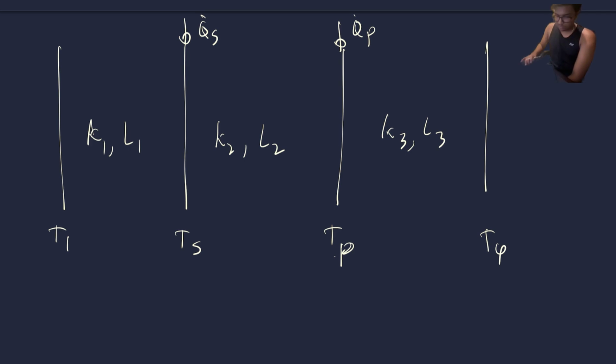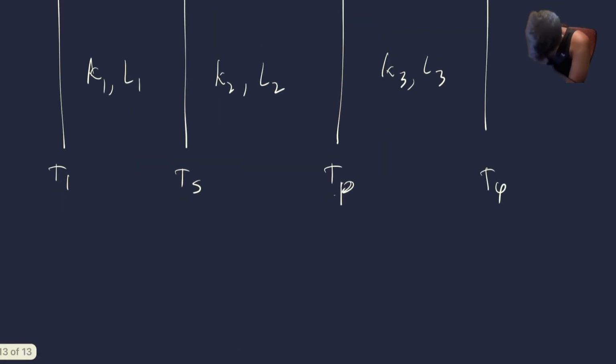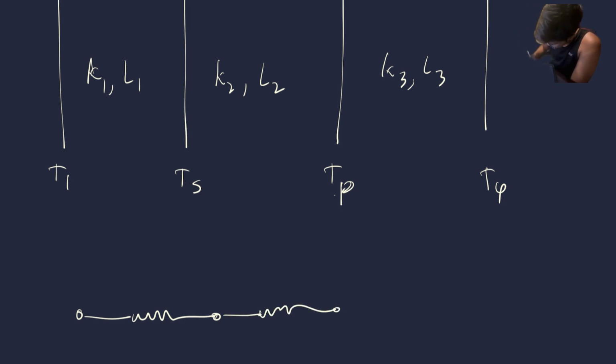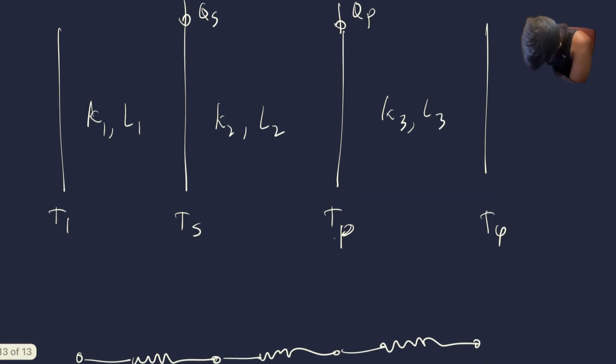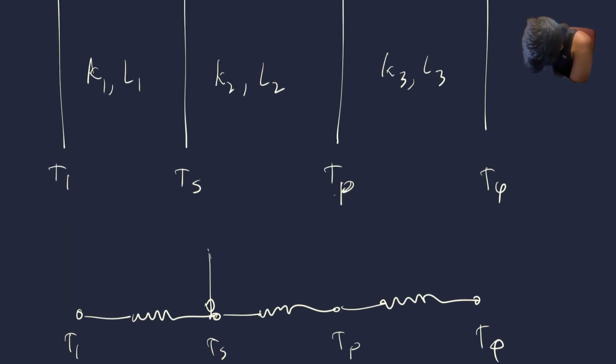Now this is the concept of guarded heating. What happens in this circuit is you draw this, you draw another circuit, and you draw another one. Then you have T1, TS, TP, and T4. Here you have heat flux entering at Q dot S, and then you have heat flux entering at Q dot P.